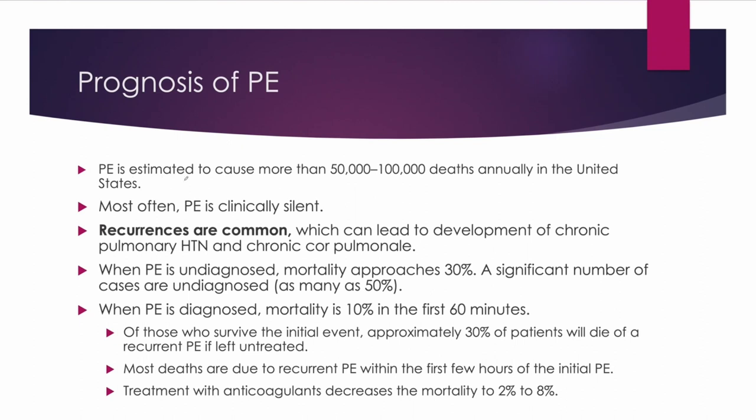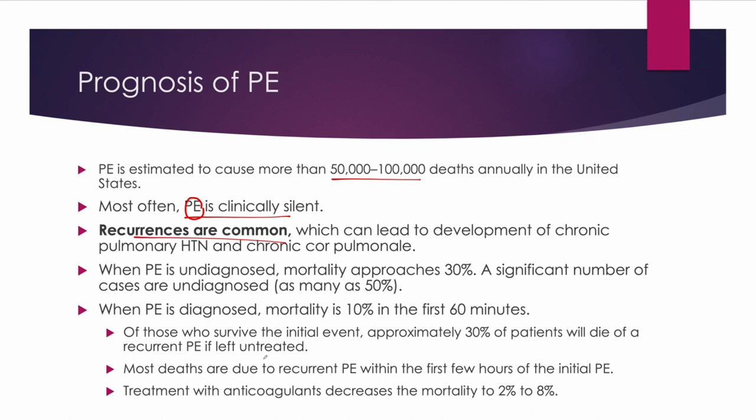Last but not least, the prognosis of a PE. It causes more than 50,000 to 100,000 deaths annually within the United States. Remember, we mentioned that a lot of these are silent. A lot of PEs are silent. You don't know that they're having them. And they tend to recur.